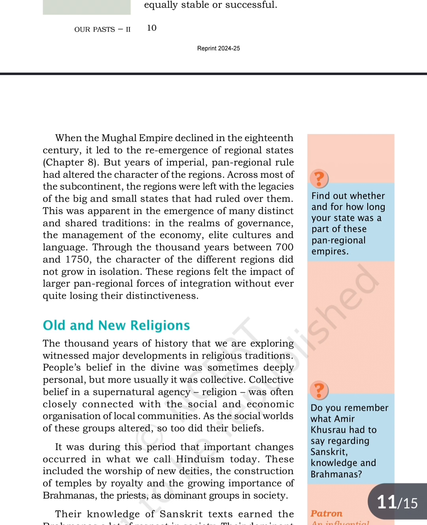It was during this period that important changes occurred in what we call Hinduism today. These included the worship of new deities, the construction of temples by royalty, and the growing importance of Brahmanas, the priests, as dominant groups in society. Their knowledge of Sanskrit texts earned the Brahmanas a lot of respect in society. Their dominant position was consolidated by the support of their patrons, new rulers searching for prestige.